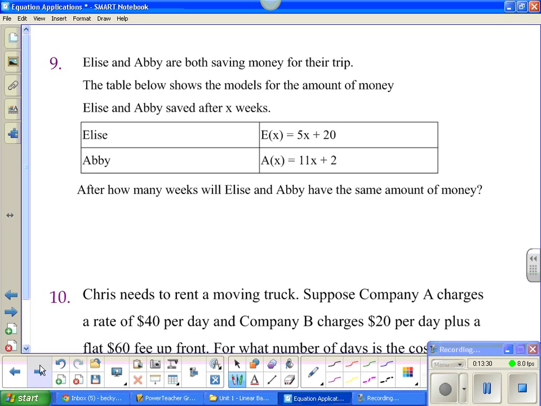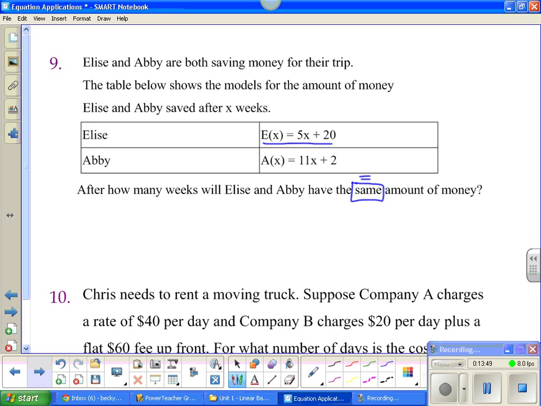Elise and Abby are both saving money for their trip. The table below shows the models for the amount of money Elise and Abby saved after X weeks. After how many weeks will Elise and Abby have the same amount of money? What does same mean in math? It means equals.